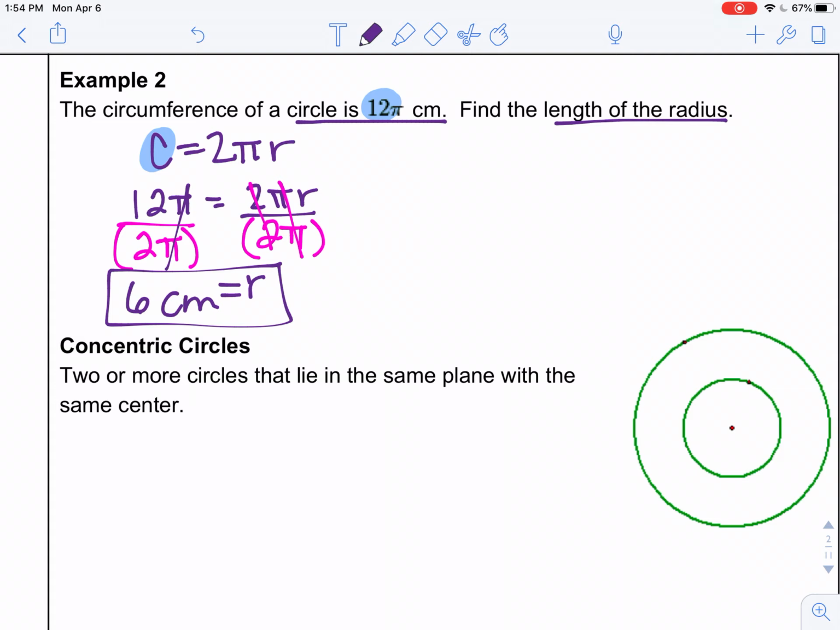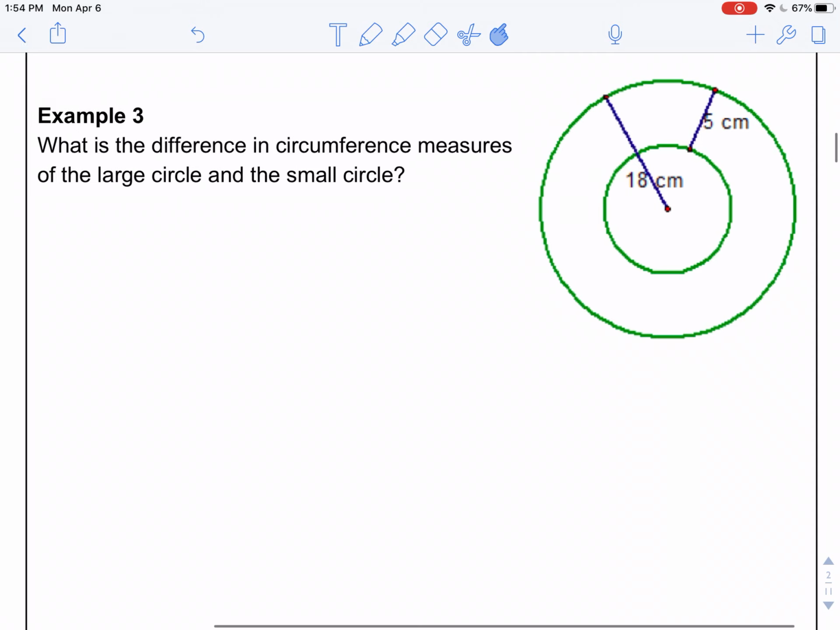Cruising along, we might come across something known as concentric circles. These are 2 or more circles that lie in the same plane with the same center. Both of these circles have that same center, and it kind of looks like a bullseye. In this next example, we're dealing with concentric circles, and we're asked to find the difference in circumference measures of the large circle and the small circle.